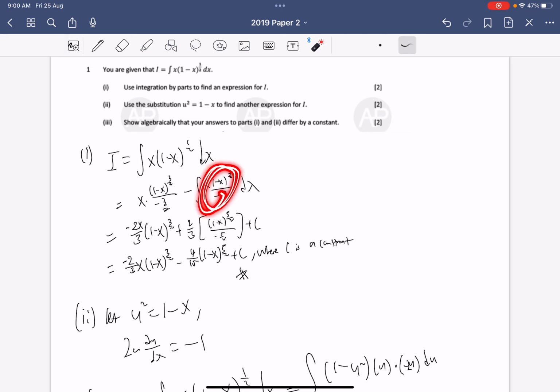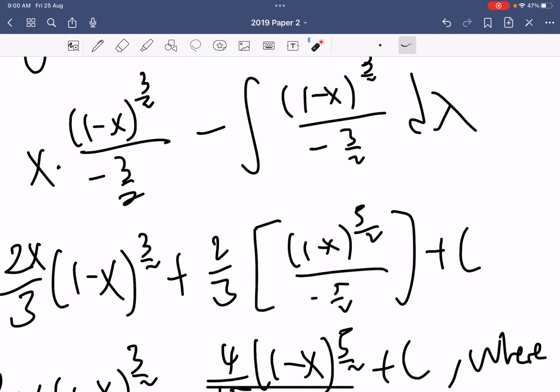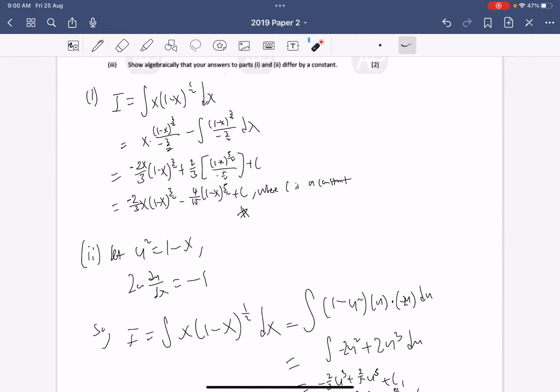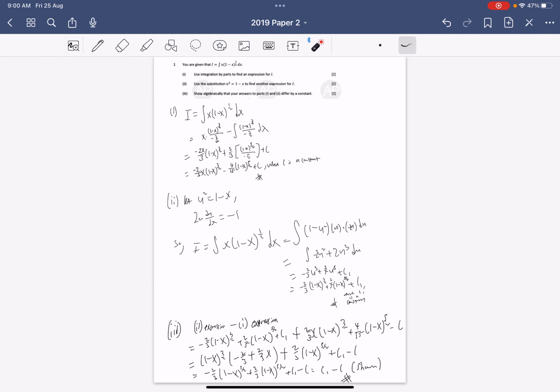And now you can integrate this because it is the same thing as integrating this term. So this is just (1 - x)^(3/2), which becomes (1 - x)^(5/2) over -5/2. Why do you have this negative? The same reason why it's negative here, because inside is 1 - x. When you differentiate it, you also need to differentiate the inside. So when you integrate it, you also need to take note of what is inside. So when you integrate it, you get this expression.